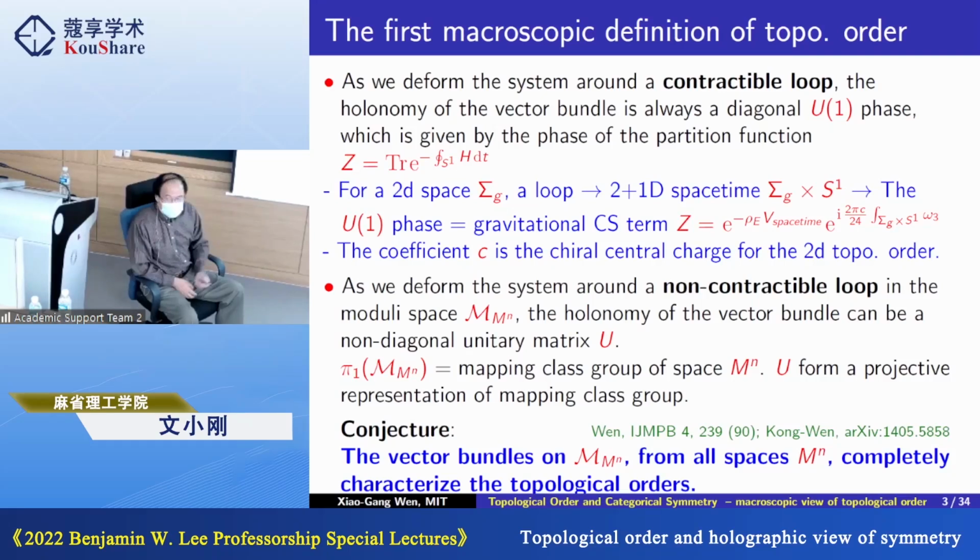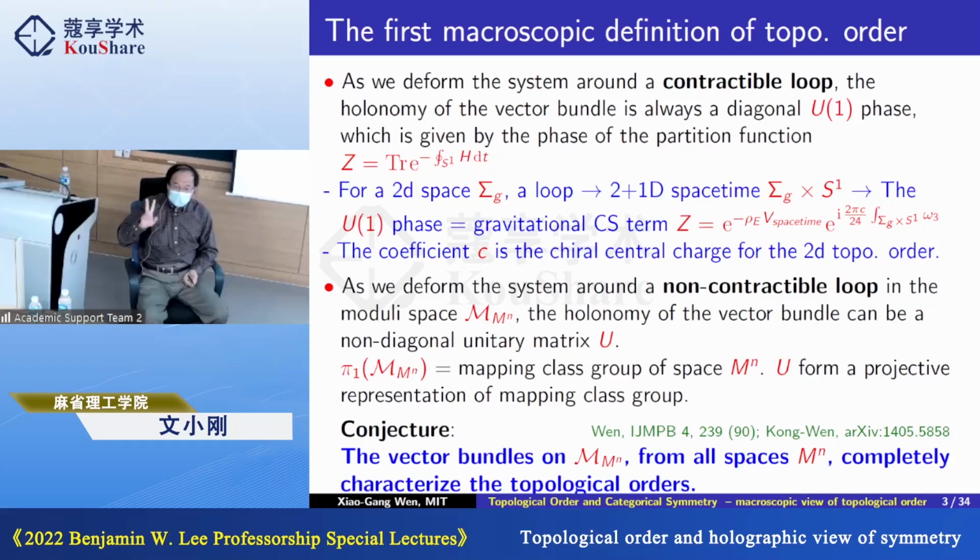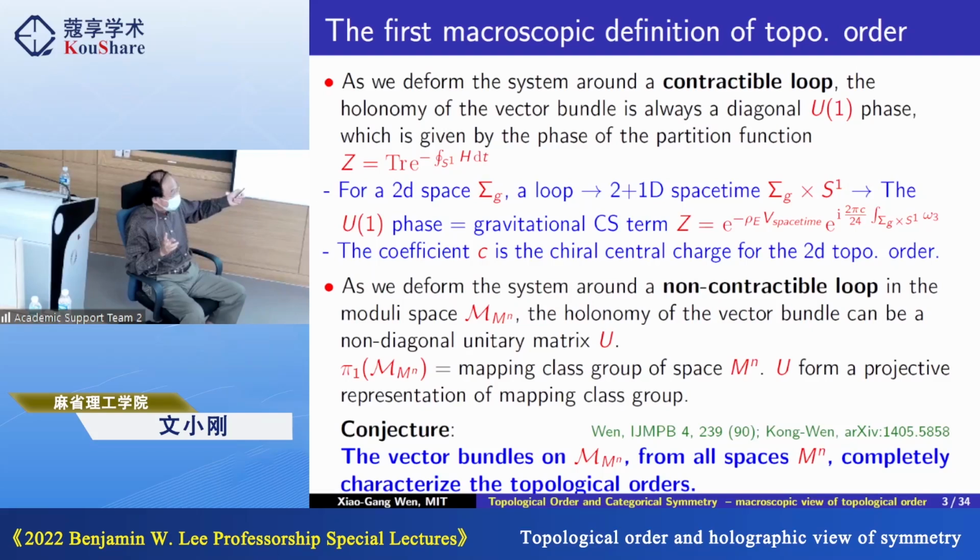It's pi 1 of moduli space. And actually, it's a projective representation because the total overall U(1) phase is ambiguous, is non-universal. So strictly speaking, it's a projective representation. So therefore, this vector bundle is characterized by the projective representation of a mapping class group, and also characterized by this U(1) part, which is a chiral central charge. So there's two data. One is a projective representation of a mapping class group. Another is the U(1) part, the chiral central charge. These two data are the actual thing we get from this kind of consideration.